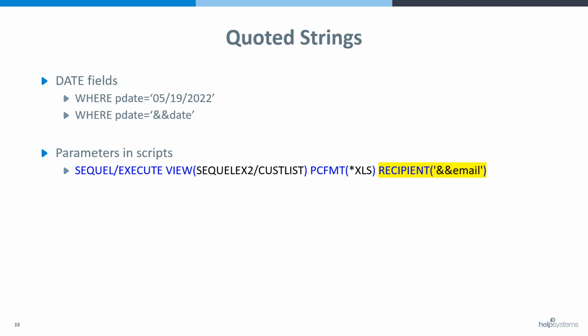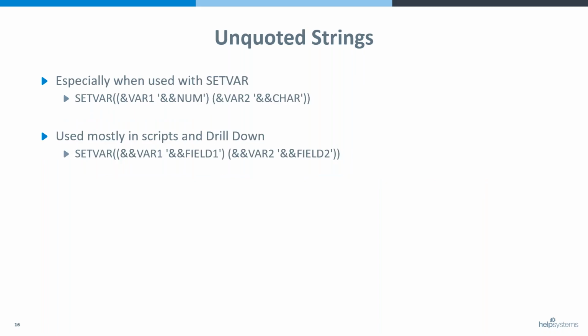The same way, I've very subtly in my script for my email address used single quotes around that parameter value, and then I use double ampersands because I wanted to ensure that I got prompted or used the default value at runtime for that email address. Now in unquoted strings, particularly with set var, there are some rules about using 2 ampersands.